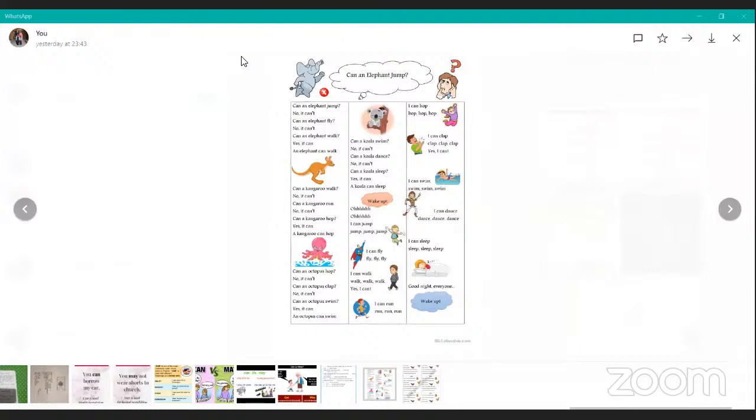Can a kangaroo walk? No, it can't. Can a kangaroo run? No, it can't. Can a kangaroo hop? Yes, it can. A kangaroo can hop. To show the ability, you use the modal can. Right?